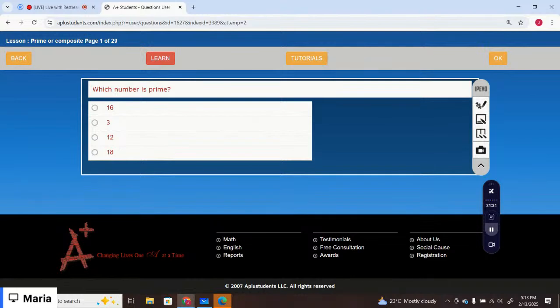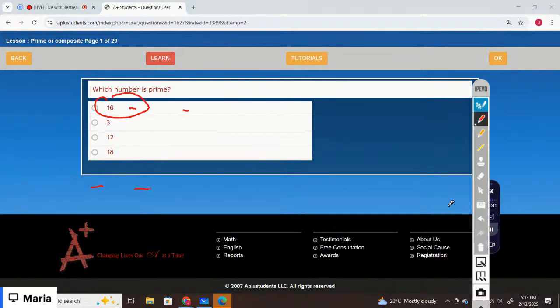Which number is prime? You need to find the prime number, right? You are given four numbers. Let's just see the factors of 16. 1 times 16 is 16, 2 times 8 is 16, and 4 times 4. See, 16 has more than two factors. Now look at 3. 1 times 3 is 3.